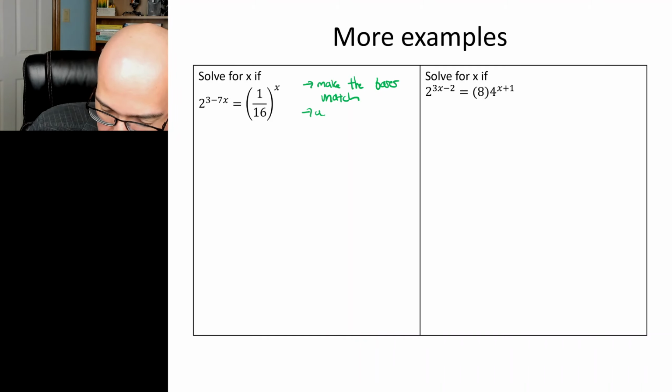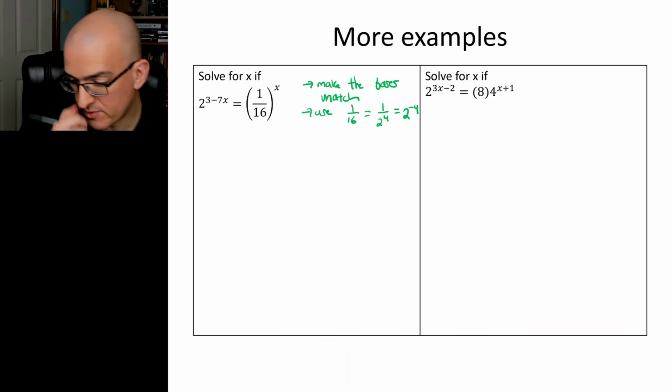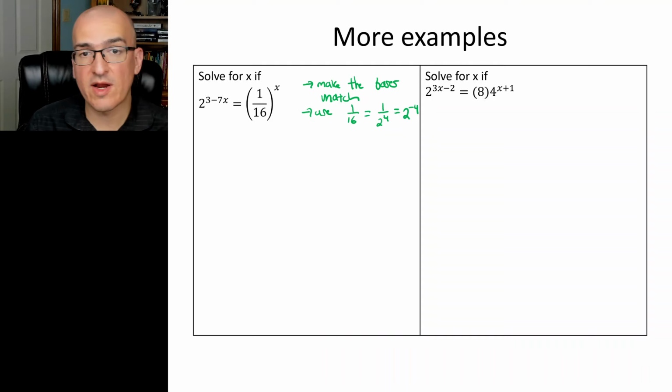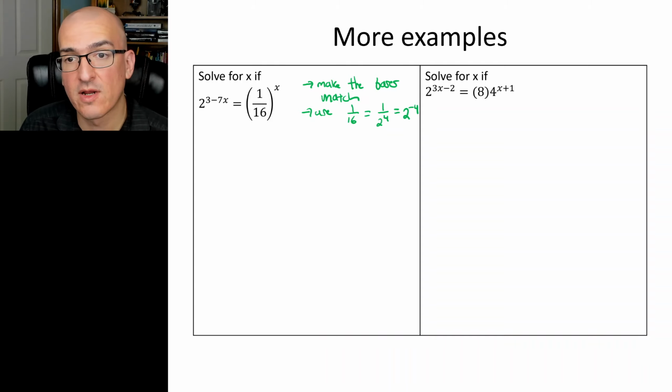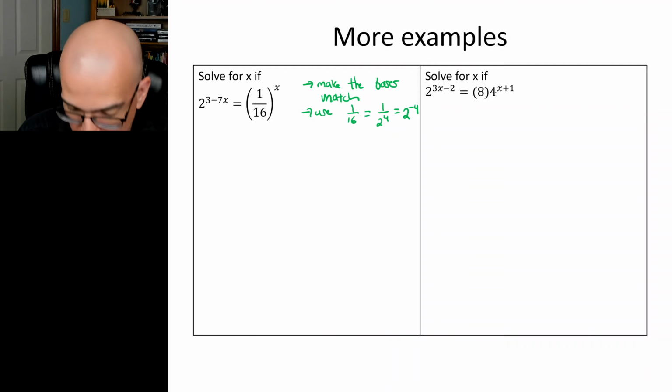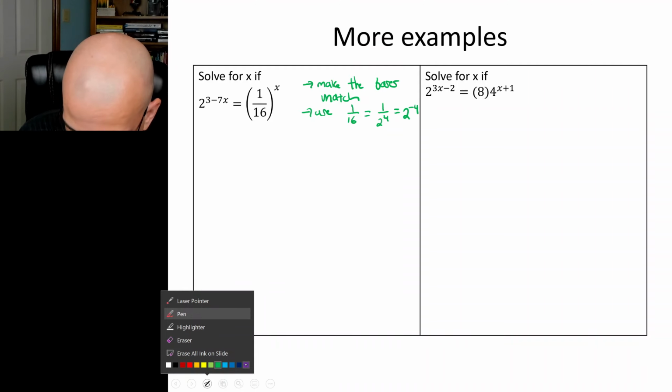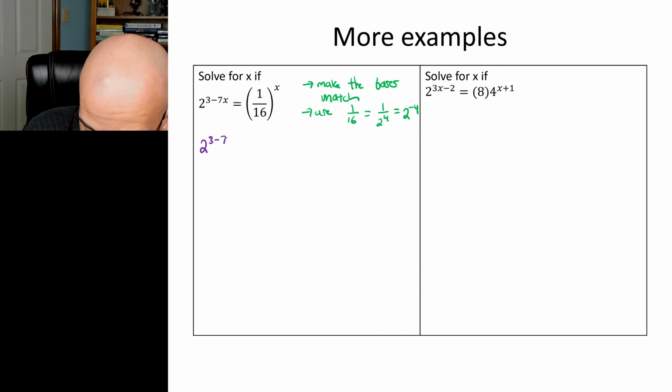What I'll do is I'll use 1 over 16 is equal to 1 over 2 to the power 4, which is 2 to the minus 4. So a two-step conversion process. First, recognizing that 16 can be written as 2 to a power, and then 1 over 2 to a power can be written as 2 to the negative of that power. So I'm going to substitute that in for 1 over 16. 2 to the 3 minus 7x is equal to 2 to the power of negative 4 times x.